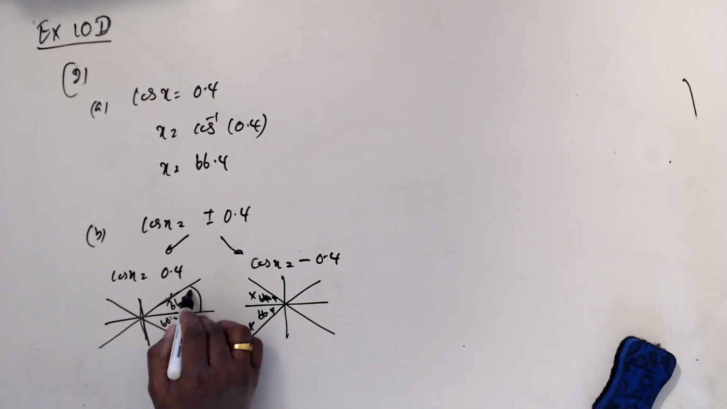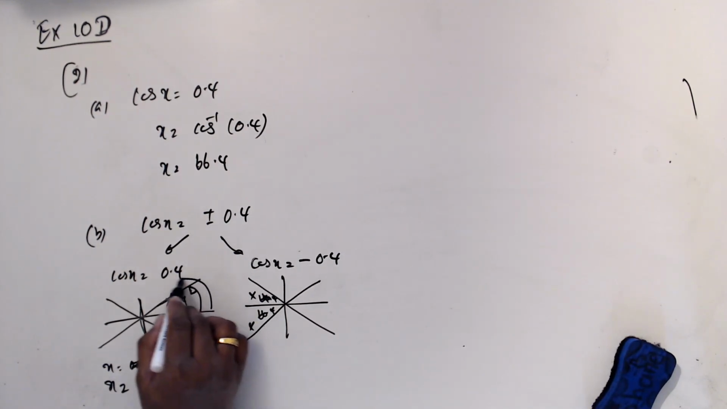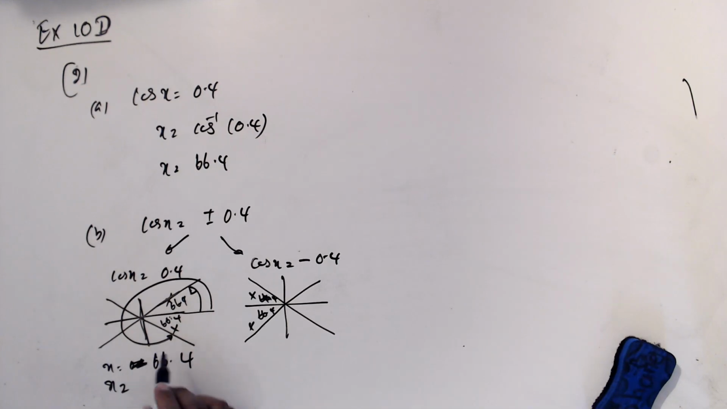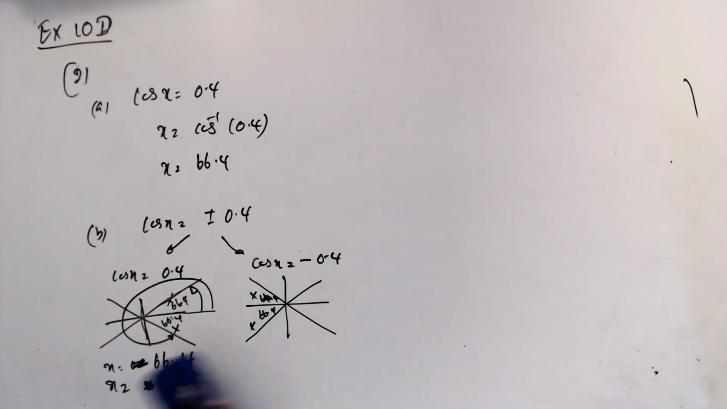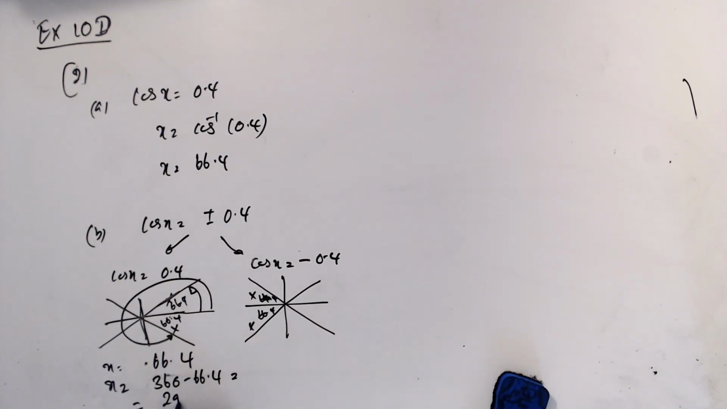For this one, this is one angle, x equals 66.4. Other one is this one, x equal 360 minus 66.4, which is 293.6. So this is the answer for those two.